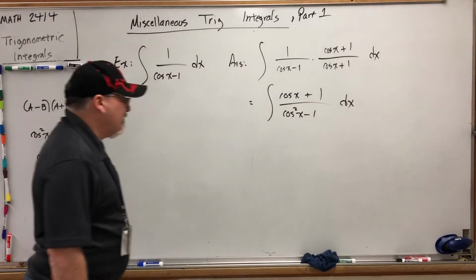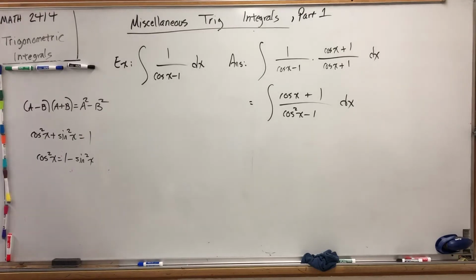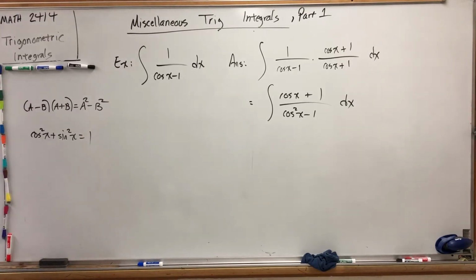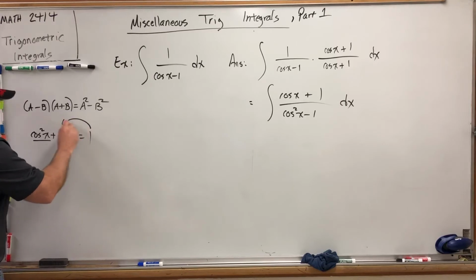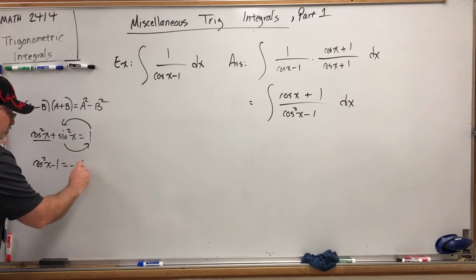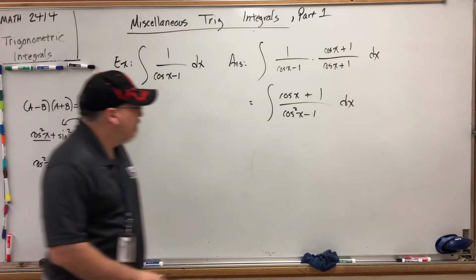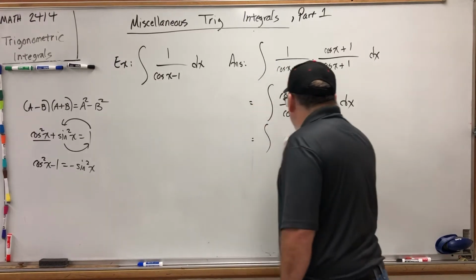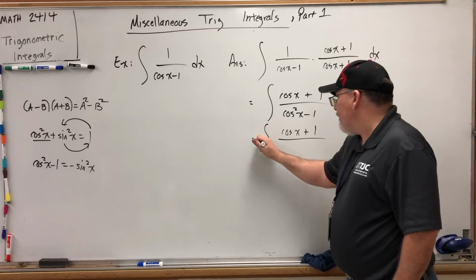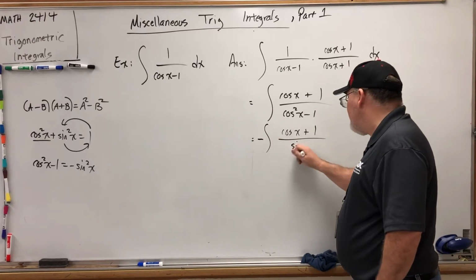And now is where you have to be very good with your Pythagorean identities. If I go back to this one, and I wanted to make cosine squared x minus 1, the cosine squared is already positive, so I need to leave it there. If I move the 1 over and move the sine squared over, I'll get cosine squared x minus 1 equals negative sine squared x. So let's see what that does. I'm going to put the negative in front, don't forget it, sine squared x.